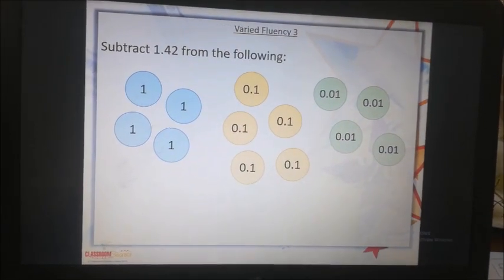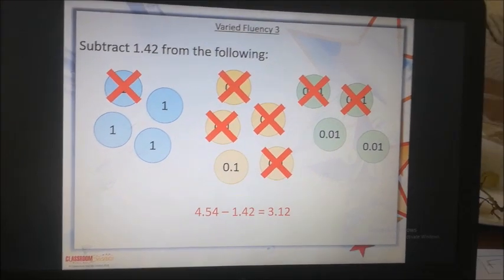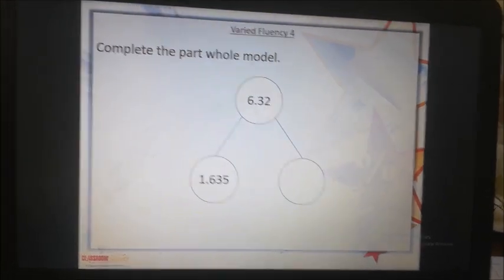Here, subtract 1.42 from the following. Just subtract 1.42, see if you can do that. We don't need to borrow anything in this instance, so it should be good.